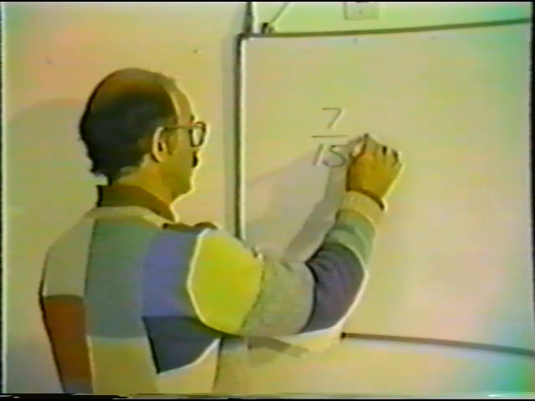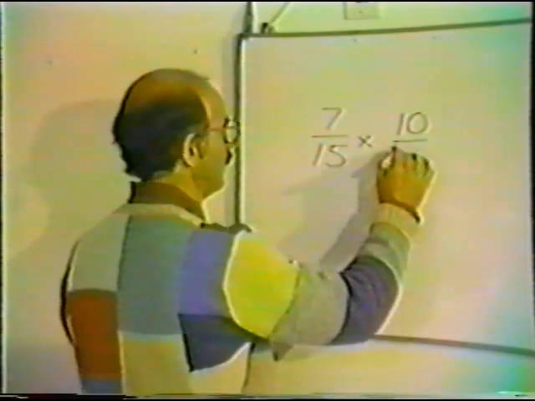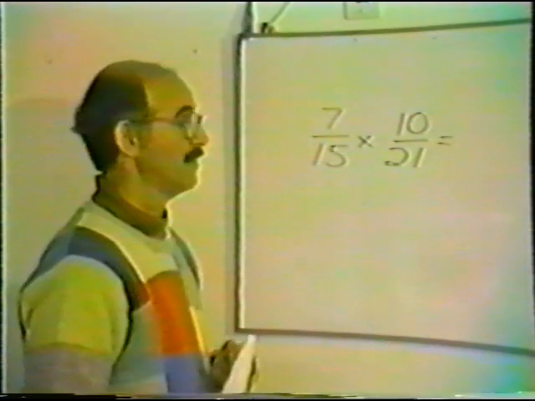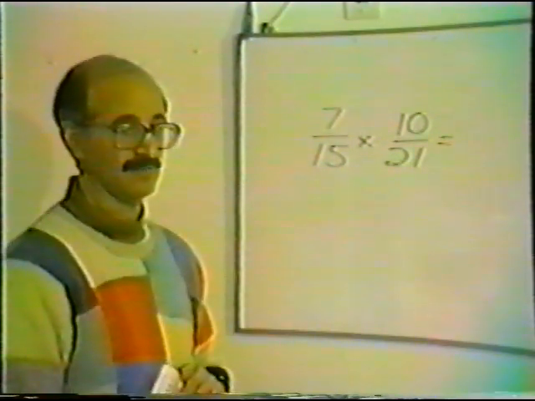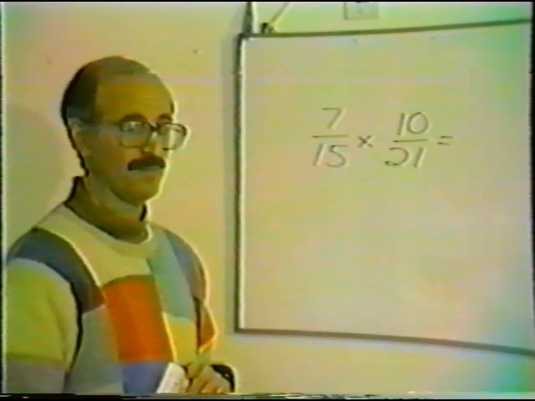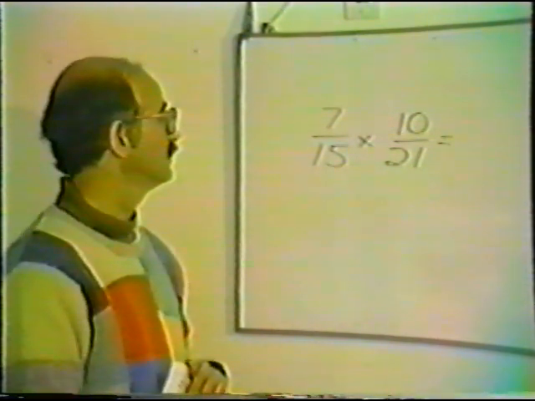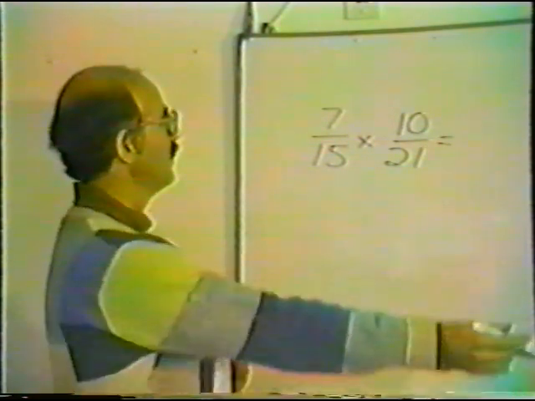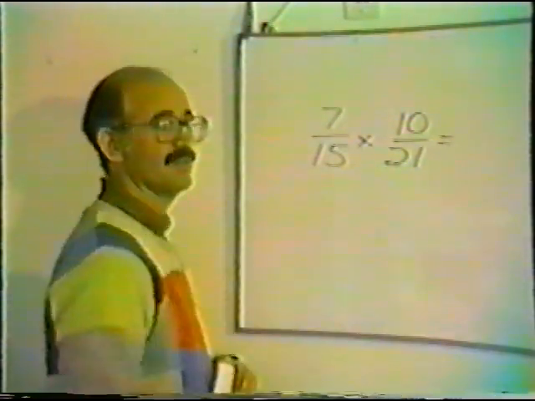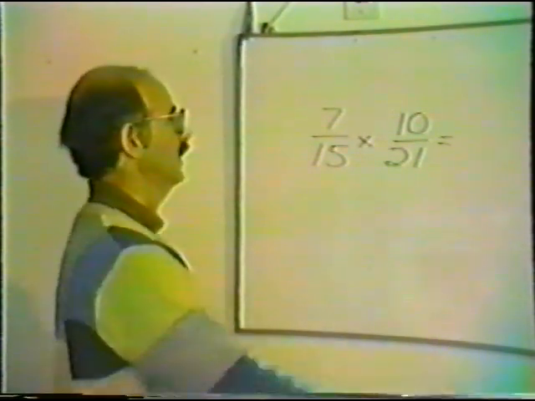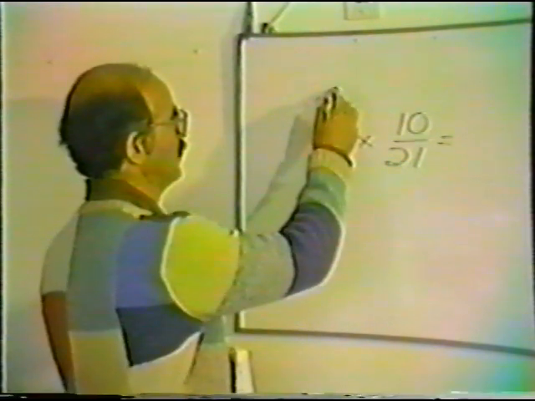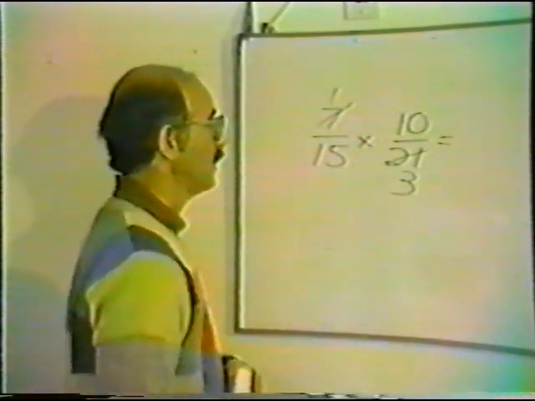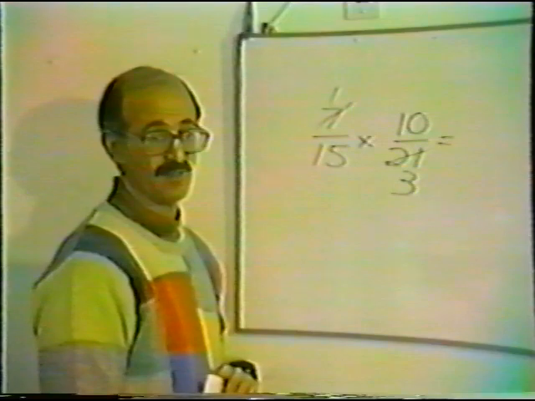7/15 times 10/21. Is there a pair of numbers that we can cancel? Yes. Tell me the pair. 7 and 21, and 15. Okay, lots of ideas. 7 and 21. What can we hit the 7 and 21 with? 7. 7 into 7 is 1. 7 into 21 is 3. What can we hit the 10 and the 15 with?